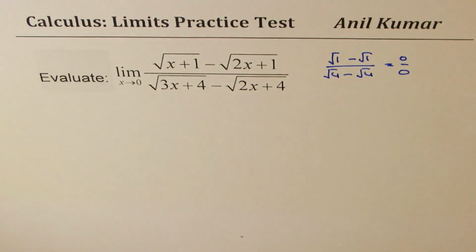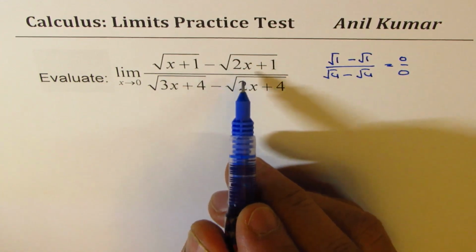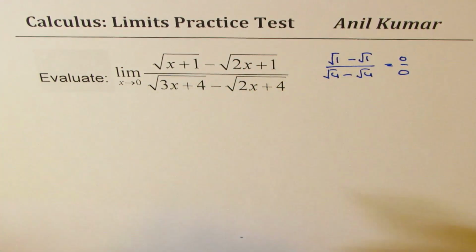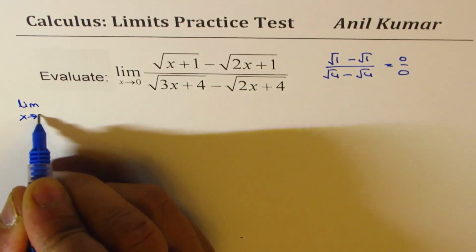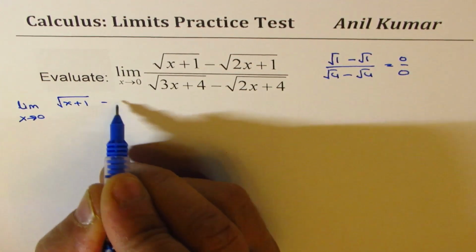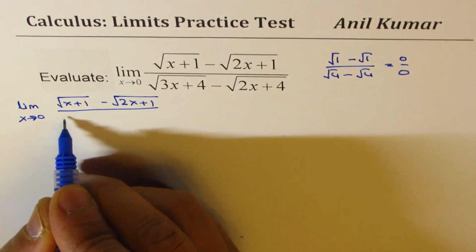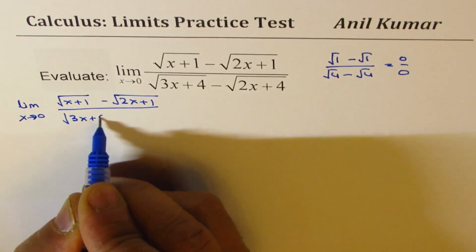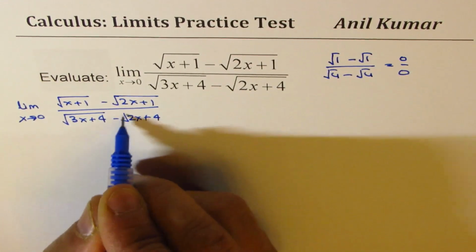Now we could do rationalization to find the limit of such functions. Now since we have square roots in both, we'll have to rationalize both numerator and denominator. So let us see how to do it. So we have limit x approaches 0. The function is square root of x plus 1 minus square root of 2x plus 1 over square root of 3x plus 4 minus square root of 2x plus 4.